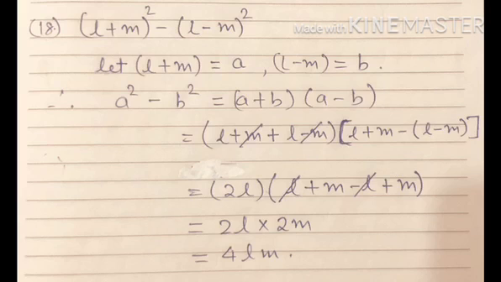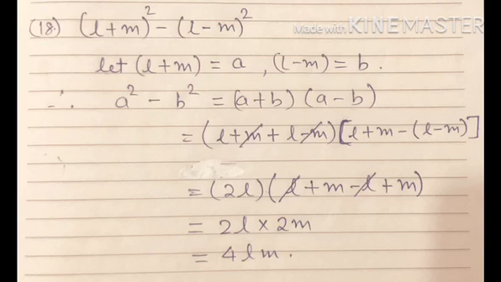Now see question number 18. The question is (l plus m) whole square minus (l minus m) whole square. So we have to solve it like this. You see it on screen also, and I am dictating also. Let l plus m be equal to a and l minus m be equal to b. So it is a square minus b square, which is equal to (a plus b)(a minus b). Now substitute a with l plus m and b with l minus m.